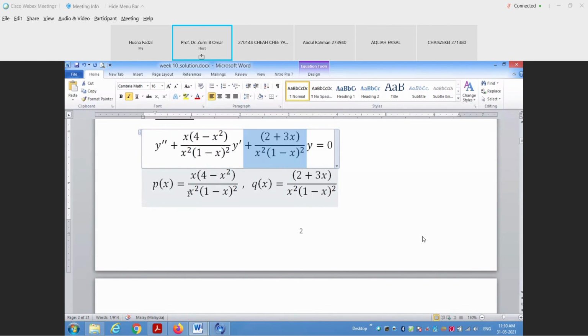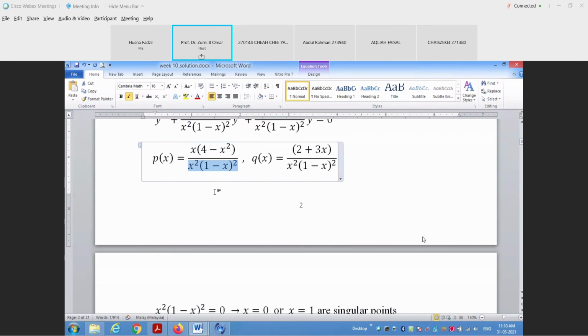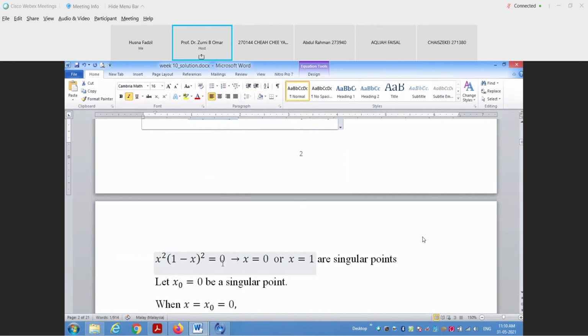Then we look at the denominator. They are the same, and this will be 0. The value that makes the denominator equal to 0, we call it a singular point. So x squared times 1 minus x squared equals 0 if and only if x equals 0 or x equals 1, meaning that we have two singular points.